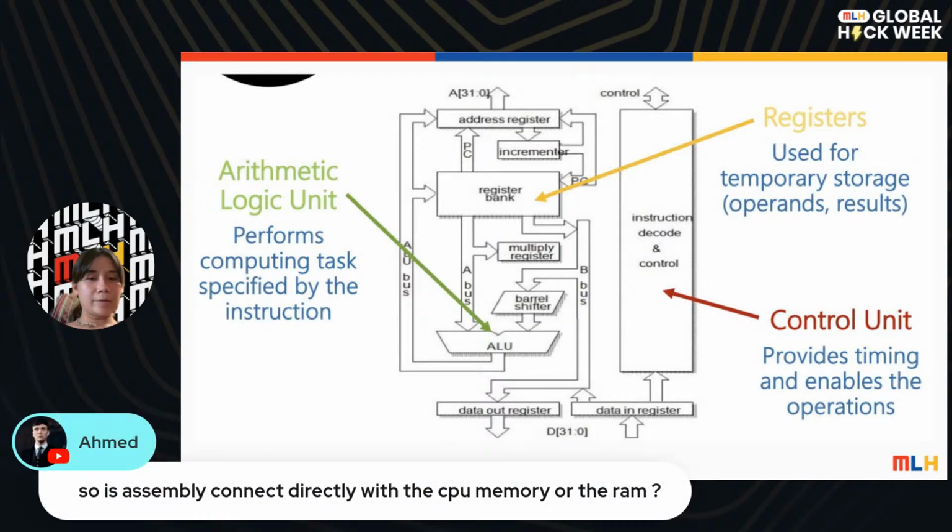So is assembly connected directly with the CPU memory or the RAM? So that's the code that goes into your whole architecture. We're going to see this in a while, but to answer your question, the assembly instructions are all written in zeros and ones. So you have your assembly instruction, and that translates into zeros and ones, and those zeros and ones are the ones that are interpreted inside your CPU, if you would like to say it that way.